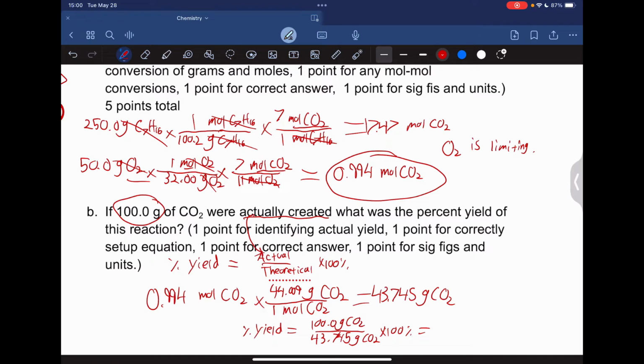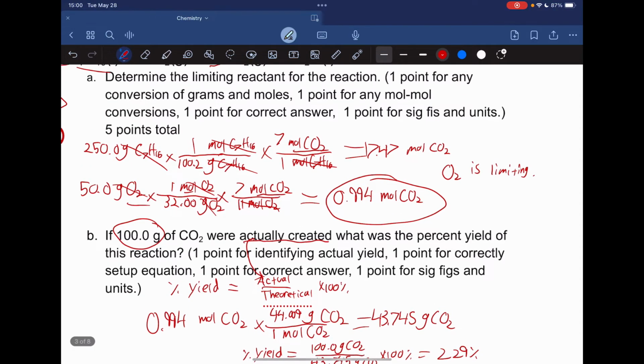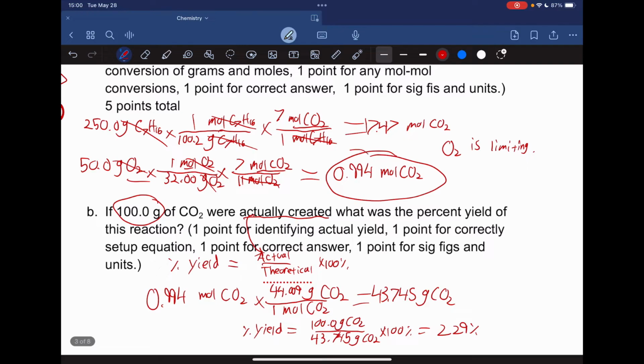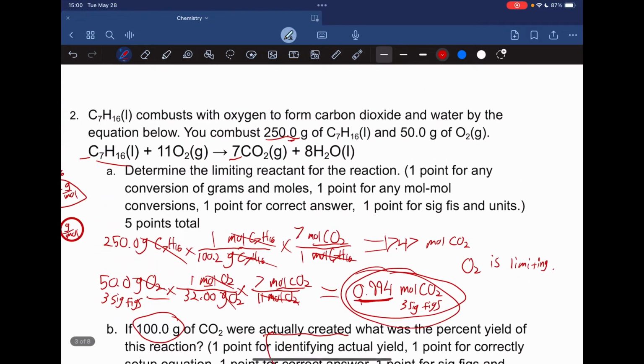So we have 229%. We're going to round to 3 sig figs because, actually, are we? That's a good question. Yes, because we had 3 sig figs up back of this problem. 3 sig figs. And the reason we had 3 sig figs is back over here. 3 sig figs. All right, and that is how you do problem number 2.